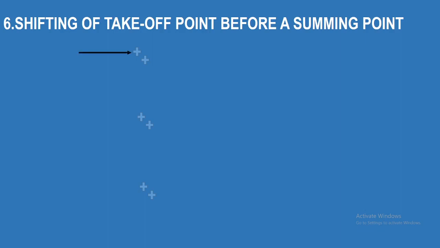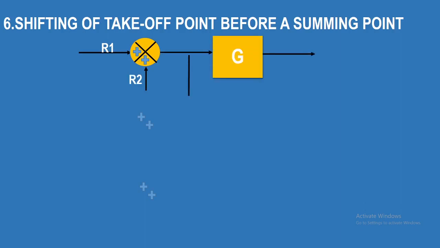Next, you see, this is the shifting of takeoff point before a summing point. You already know the meaning of the summing point. So the takeoff point and summing point both will be there in this case. Here you will have one takeoff point and the summing point. The summing point output will be R1 plus R2, and the output of this takeoff point is also R1 plus R2.